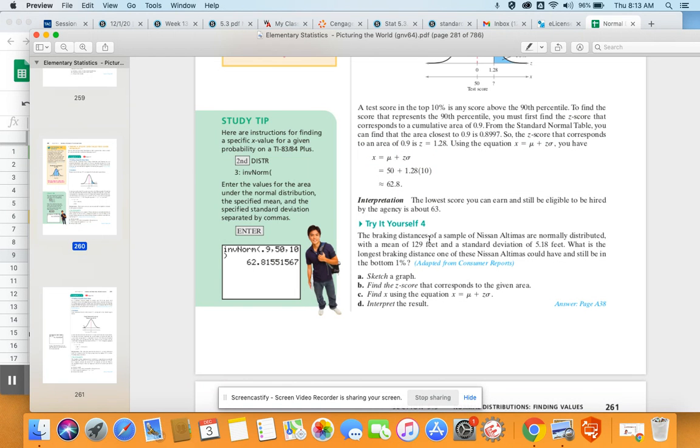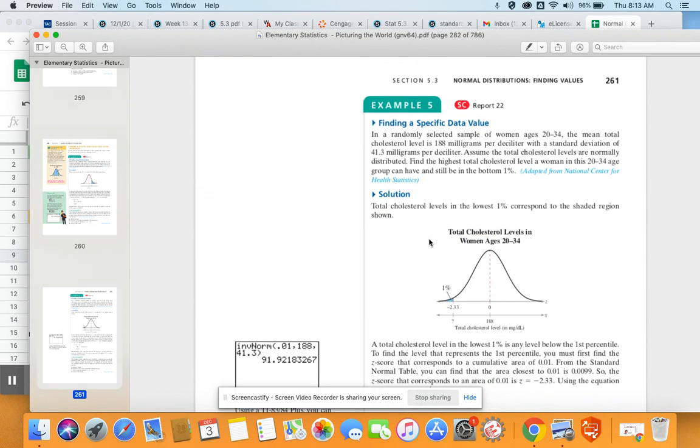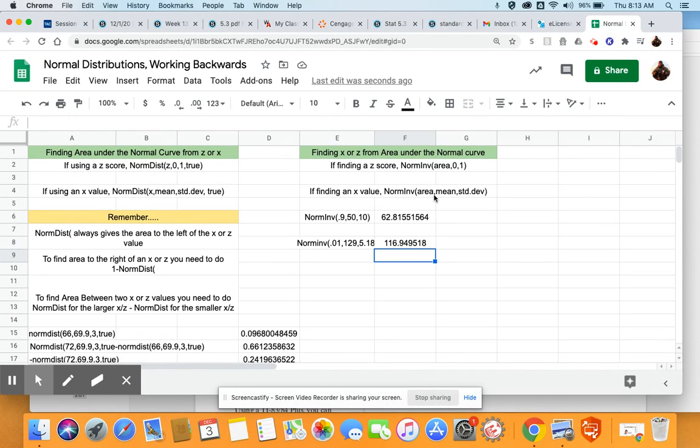After that, it's pretty straightforward. Just always keep in mind when you read questions, am I looking for the bottom 1%? Am I looking for the top 1%? And remember that the area that you're going to input into your normal inverse calculation is always going to be the area that's to the left of your x value, the less than area. So keep that in mind.